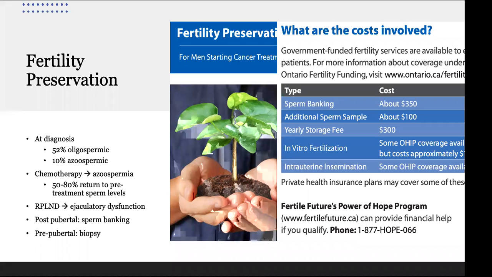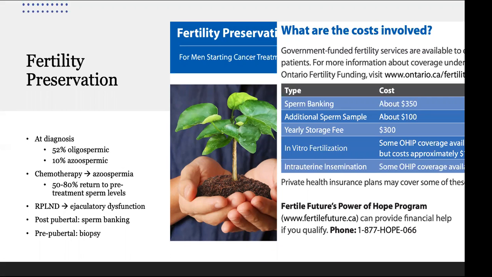Fertility preservation is also of significant importance when counseling patients on treatment of testis cancers. Germ cell tumors at their baseline have associated fertility issues, with 52% of patients being oligospermic at diagnosis and 10% azoospermic, and this is without any treatment whatsoever. About 100% of patients become azoospermic with chemotherapy treatment, although about 50 to 80% of these return to pre-treatment sperm levels within 2 to 5 years post-treatment. RPLND can also impact ejaculatory function and impair fertility through that means.